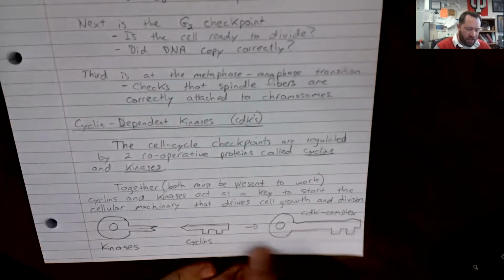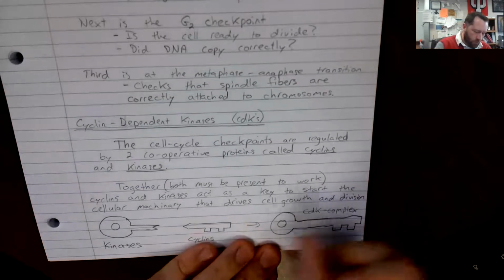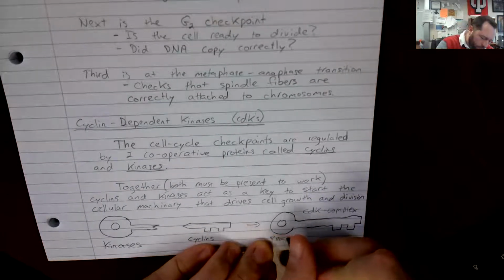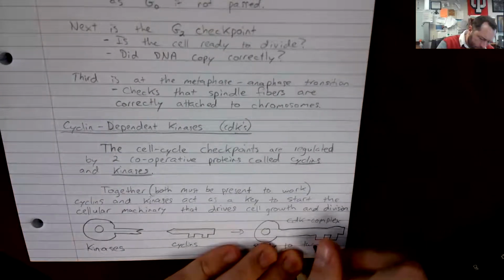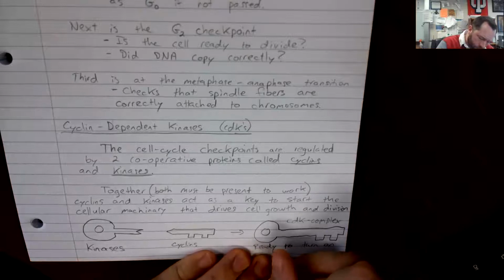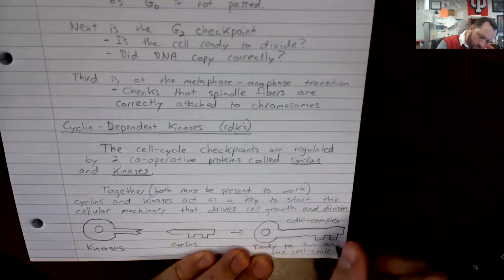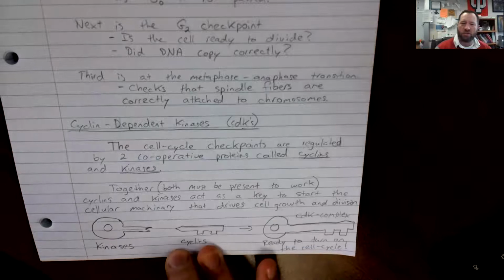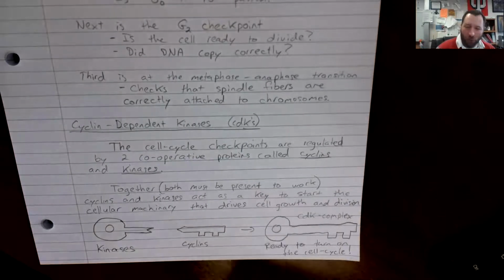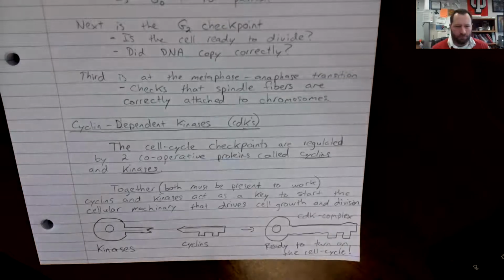We have our cyclin and our cyclin-dependent kinase linked together. And when they're both there, we're ready to turn on the cell cycle. So that's my little analogy there with these two proteins. They both need to be there to move that cell cycle forward.